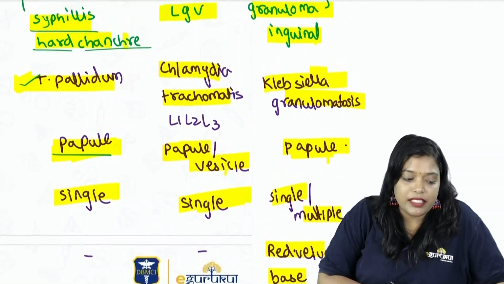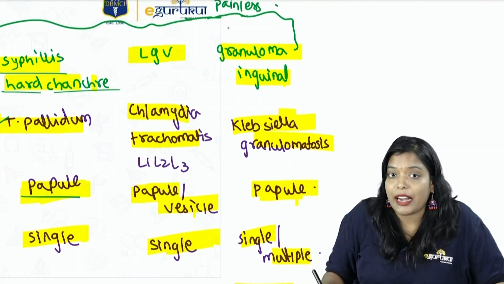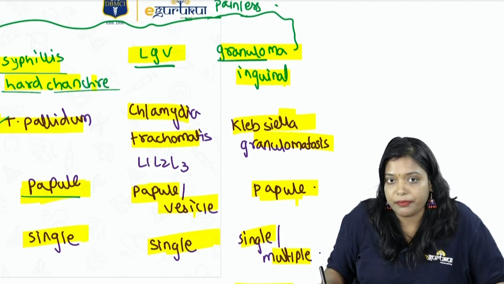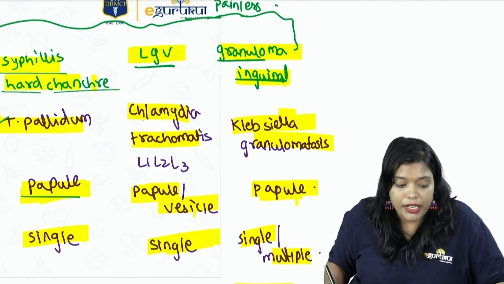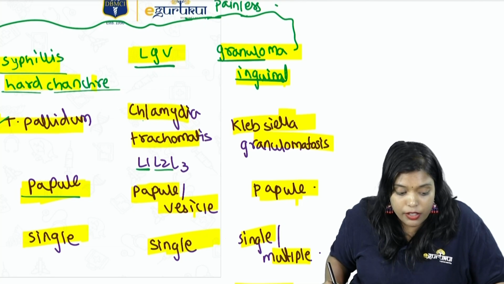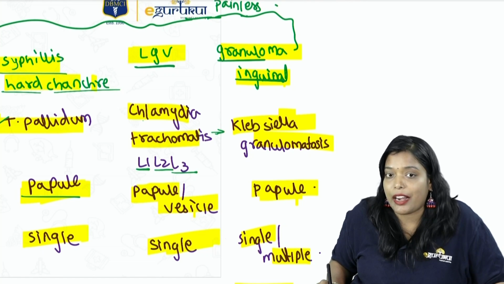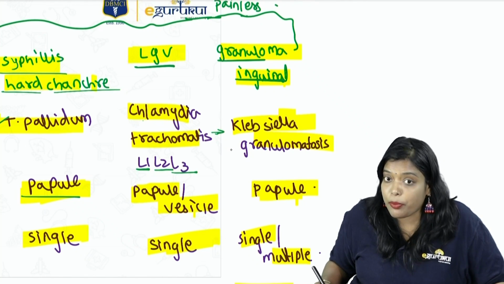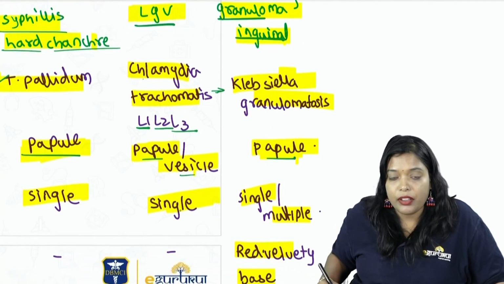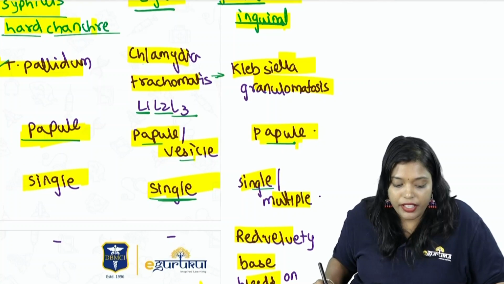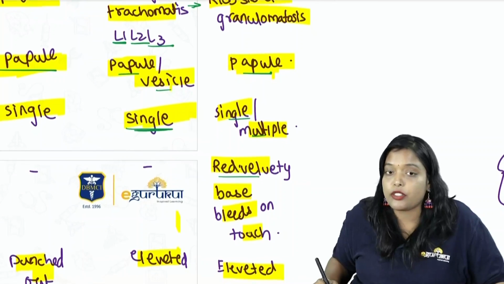So next painless is lymphogranuloma venereum. Lymphogranuloma venereum and granuloma inguinale are also painless. Lymphogranuloma venereum is caused by Chlamydia trachomatis L1, L2, L3, whereas granuloma inguinale is caused by Klebsiella granulomatis, also called Calymmatobacterium granulomatis. This is mainly a papule or vesicle. Here it can be a single ulcer or multiple. The base can be red velvety and bleeds on touch.